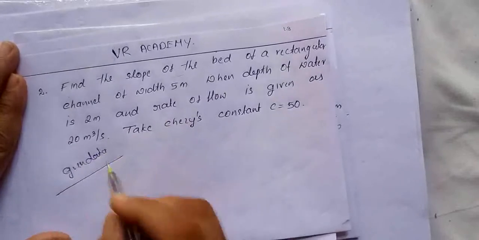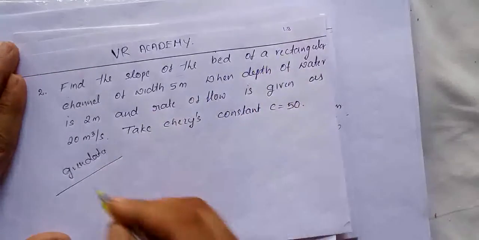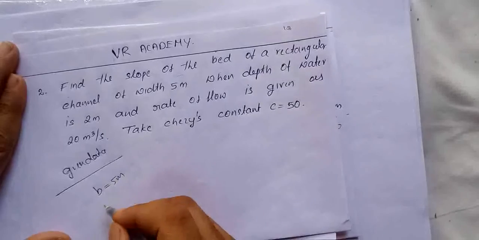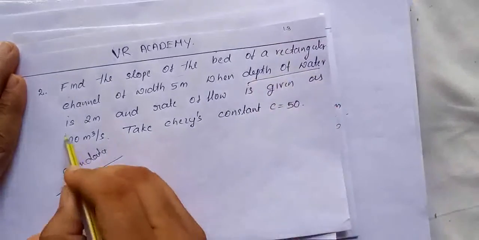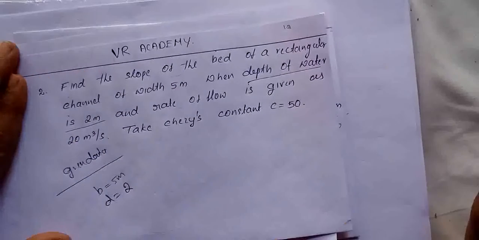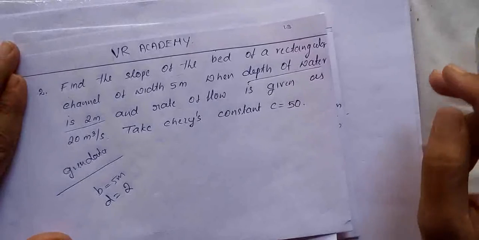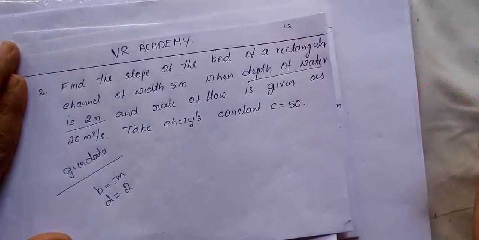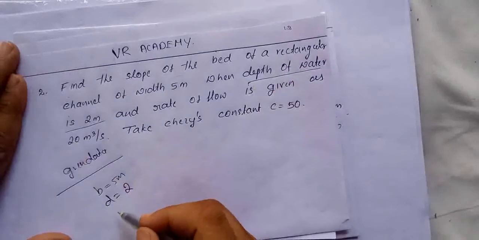The given data. What are the data they gave? Rectangular channel of width 5 meter, b is equal to 5 meter and depth of water is 2 meter. Here itself they mentioned depth of water. In the previous question they mentioned depth of the channel and gave the condition it is running full, so the depth of the channel is the same as the depth of flow. But here they mentioned depth of water is 2 meter, d is equal to 2 meter.